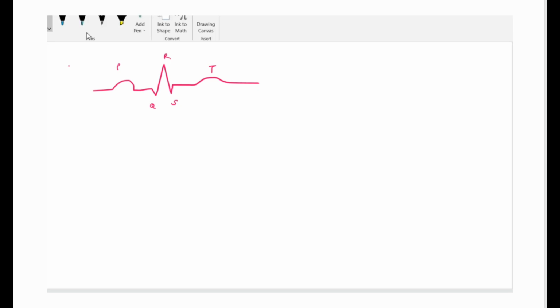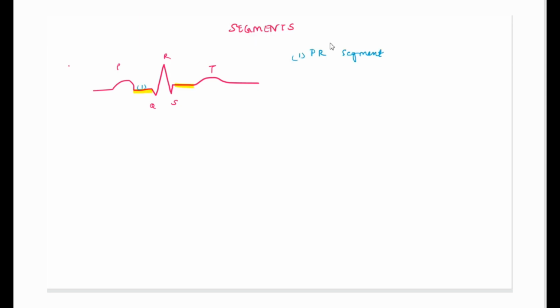So this is a typical ECG: P, Q, R, S and T. Here you can see two straight lines, one between the P wave and the QRS complex, and the second between the QRS complex and the T wave. The first segment is the PR segment and the second is the ST segment. The PR segment starts from the end of the P wave before the onset of the QRS complex. As I told you, segments are nothing but straight lines where there is no current flow, and they represent isoelectric points.